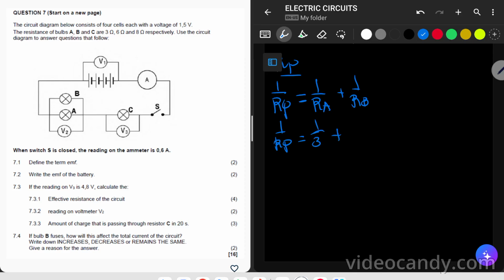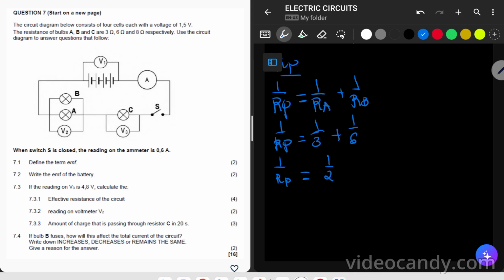What is the resistance of RB? 6 ohms. Therefore, you're going to have 1 divided by 6. So 1 over RP is equal to, take the 1 over 3 and the 1 over 6 and insert it as it is in your calculator. So you have 1 over 3 plus 1 over 6, and your answer would be 1 over 2.